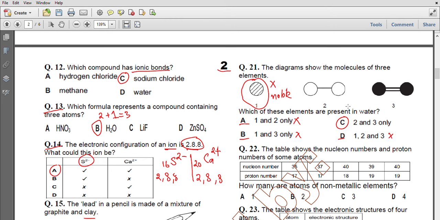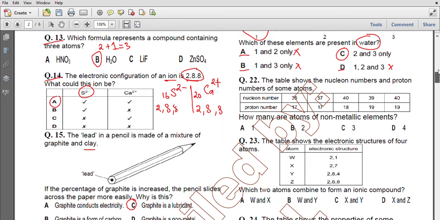C. Now if we focus again, it asks about the water, and water is made up of hydrogen and oxygen. Hydrogen can always exist as a diatomic. Oxygen also exists as the diatomic molecule. But oxygen is making a double covalent bond with another oxygen, whereas hydrogen is making a single bond with another hydrogen. So the model 2 and model 3 will combine to make water. Okay, proceeding again towards question number 22.